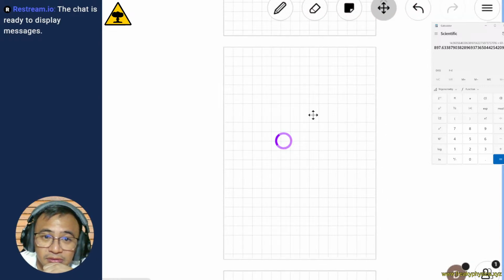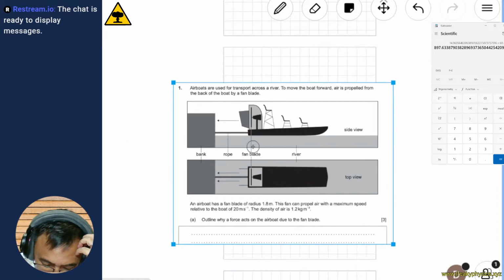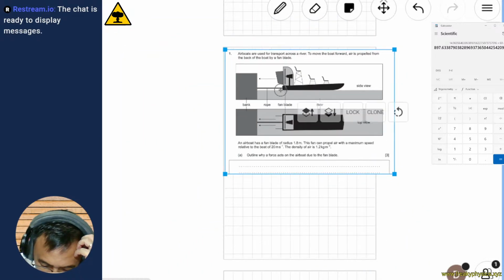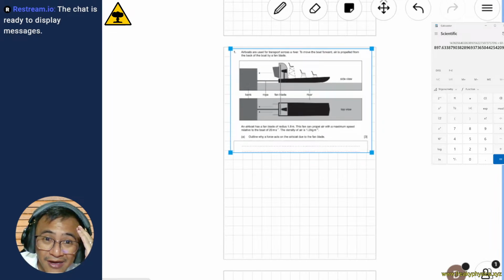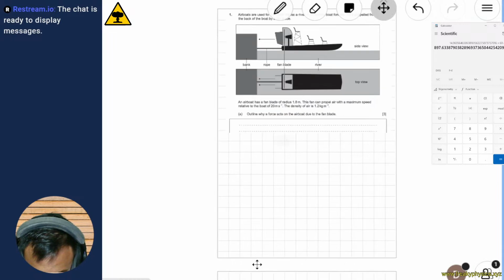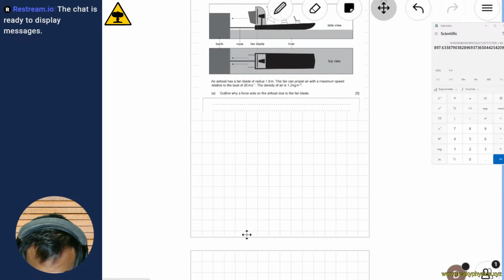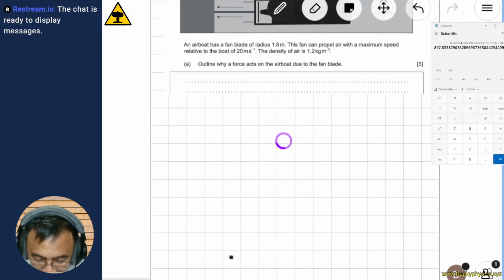Outline why a force acts on the boat. Oh, this one's pretty easy, the first part. I've seen this problem before, and I know how it eventually goes. It eventually goes into something not that easy. So for the first part: outline why a force acts on the boat due to the fan blade.